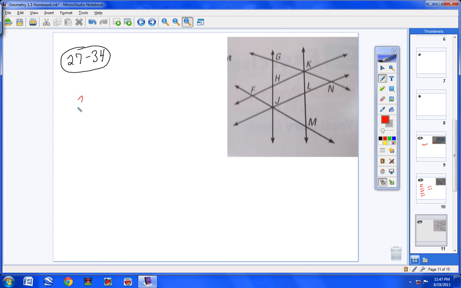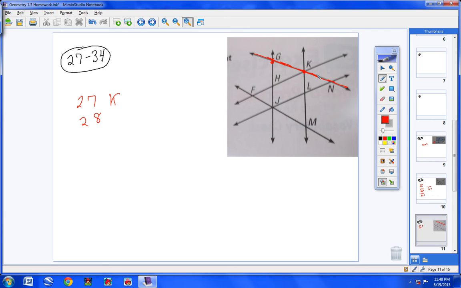F and H. Here's F, here's H, here's the line. What's a point that's collinear with those 2 points? K, right there. They're all on the same line, K. All right, number 28, G and K. So here's G, here's K, here's the line. What's another point that's collinear with G and K?